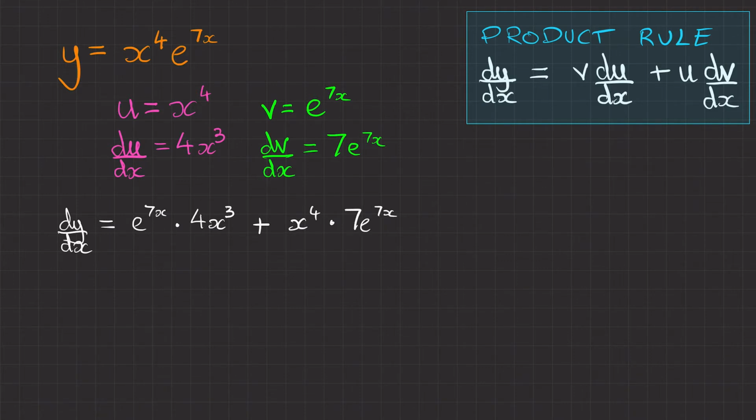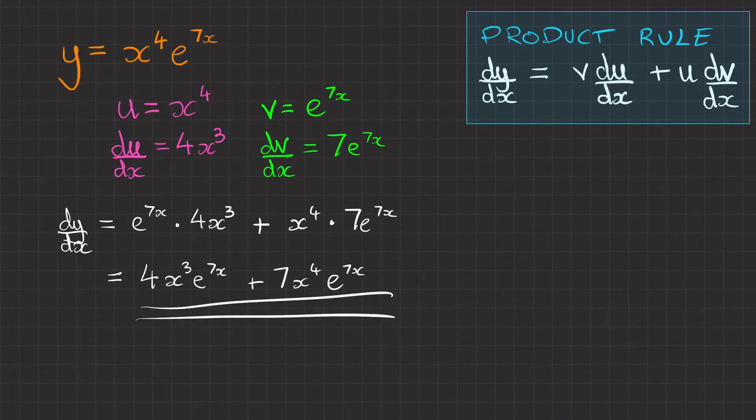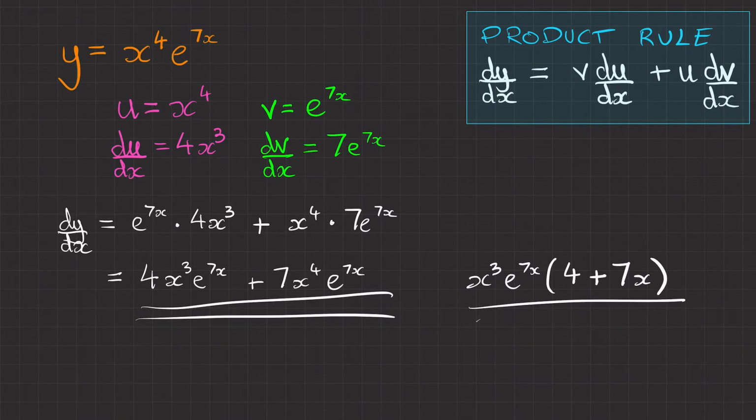At this point, I'm going to simplify it to make it look nicer. We've got equals 4x cubed e to the 7x plus 7x to the 4 e to the 7x. So we've got a final answer here, but we can't combine this term with this term as they're not the exact same, as we've got an x cubed term here and an x to the 4 term here. If you want to simplify it even more, we could factorize it. So we'd have x cubed e to the 7x lots of 4 plus 7x. That's the same answer, but we factorised it.